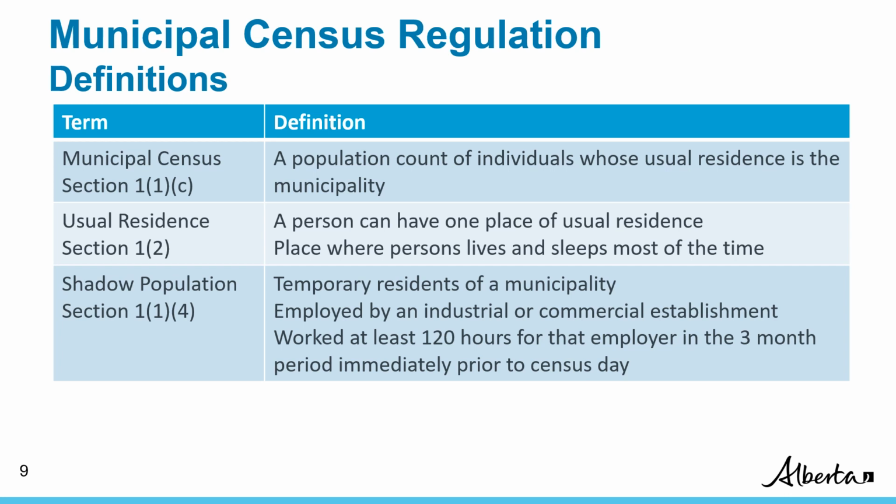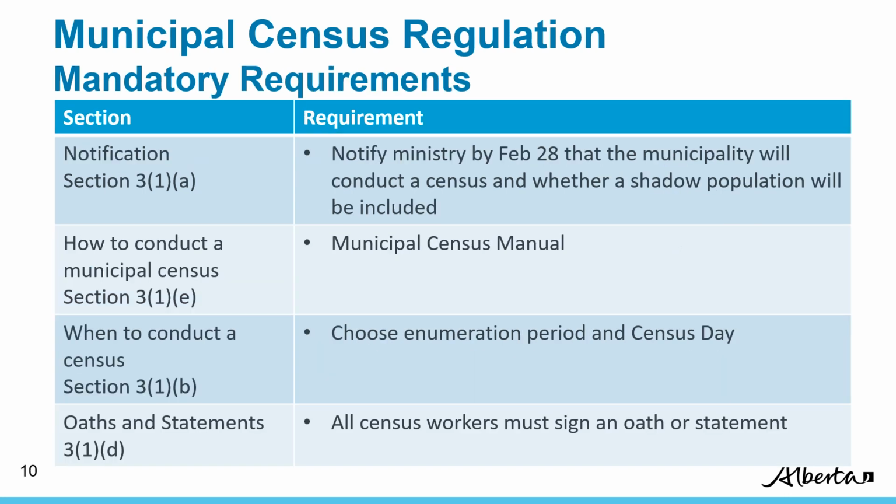The definition of shadow population is also included in the regulation. Shadow population is defined as temporary residents of a municipality who are employed by an industrial or commercial establishment in the municipality and have worked a minimum of 120 hours for that employer in the 3-month period prior to census day.